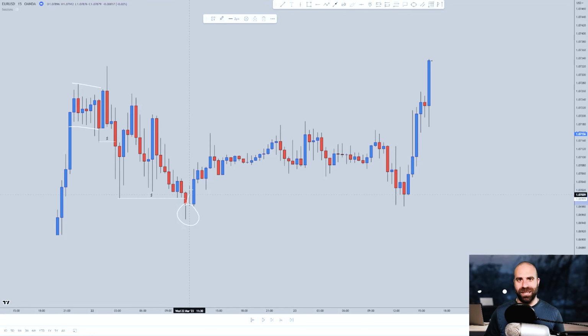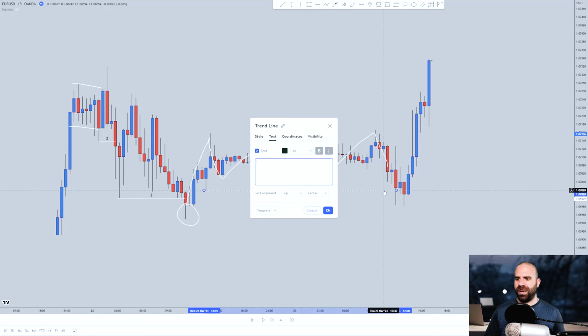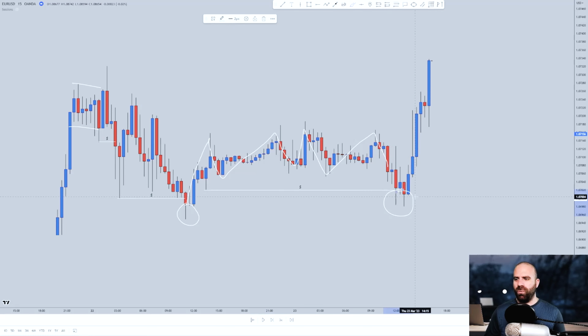Now we see that the institutions were building even more orders right here. They were doing the same thing, and then they went ahead and manipulated those traders once again and grabbed the liquidity below this area right here with this beautiful move, and then price went.